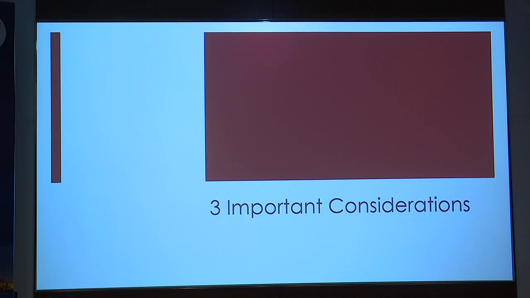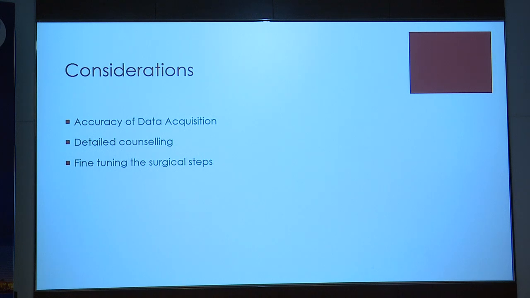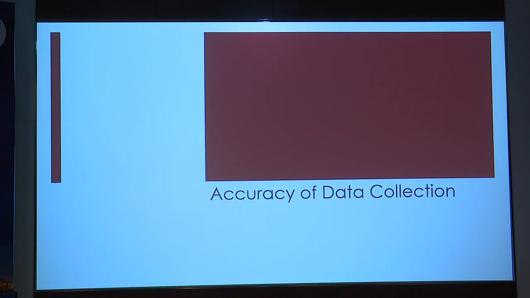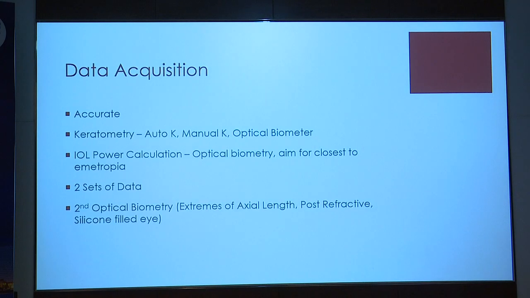So finally, now that you've decided you're going to do it, let me quickly touch upon the 3 important points. One is your accuracy of data collection. That is by far the most important thing, irrespective of any lens you want to use. Take more than 1 reading. For IOL power calculation, optical biometry is the gold standard. Aim for closest to emmetropia.